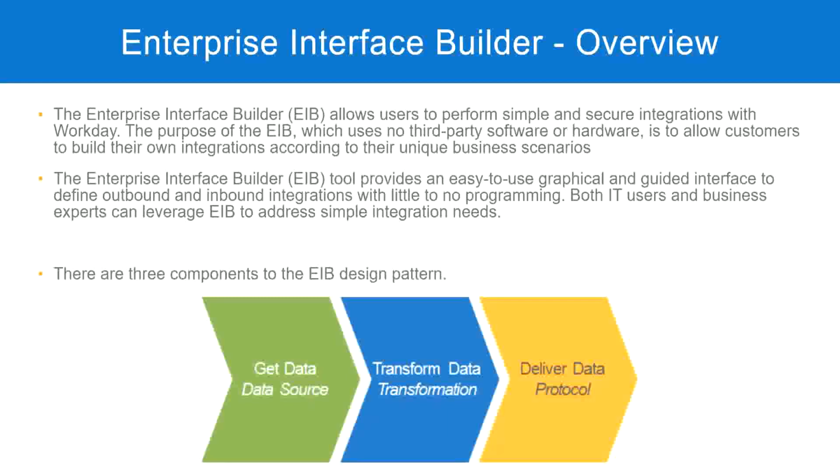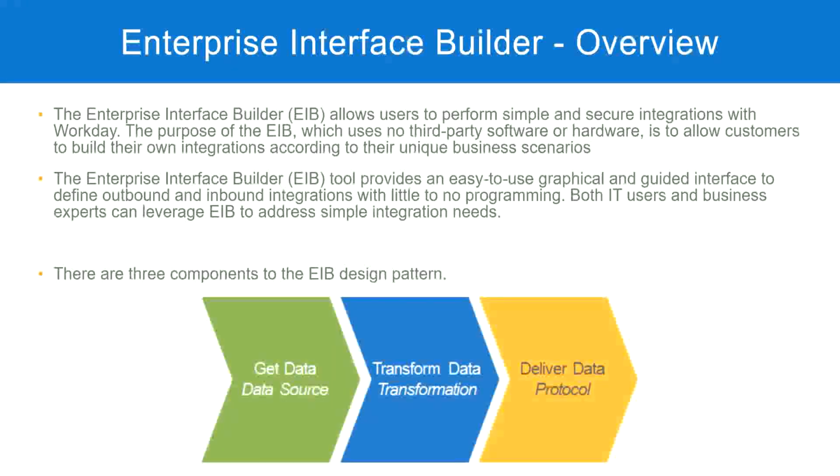Okay. When we create an integration using EIB, we will see these 3 steps there as well. Get data, transform data, deliver data. Okay. These are the 3 components in an EIB design pattern. So what we are going to do is configure these 3 steps. Get data. Where are we going to get the data from? That is something we have to configure. Do we need transformation? If yes, configure that. If no, leave it blank.